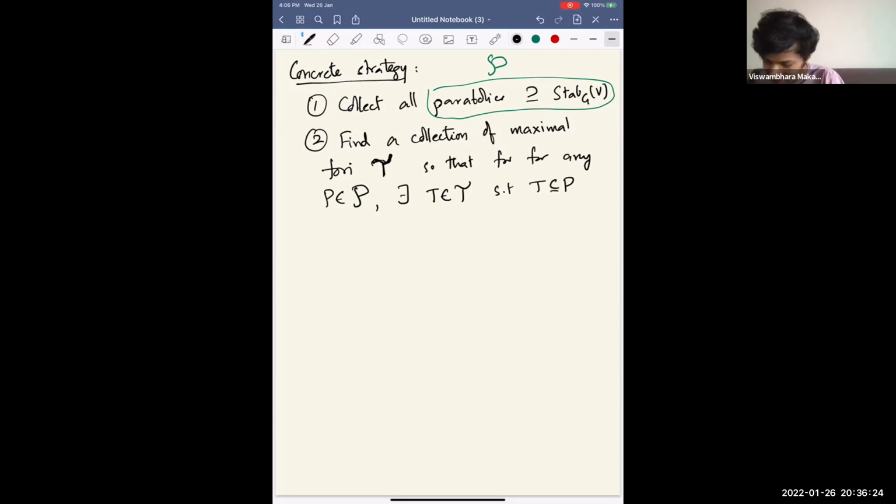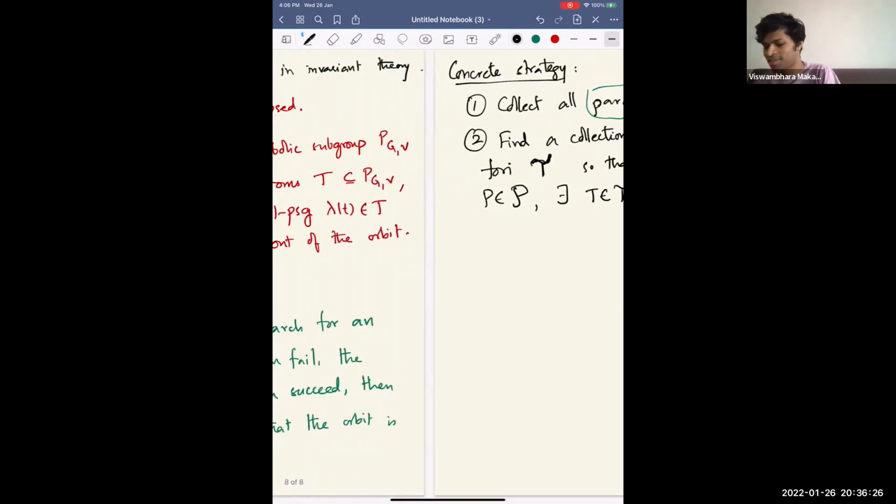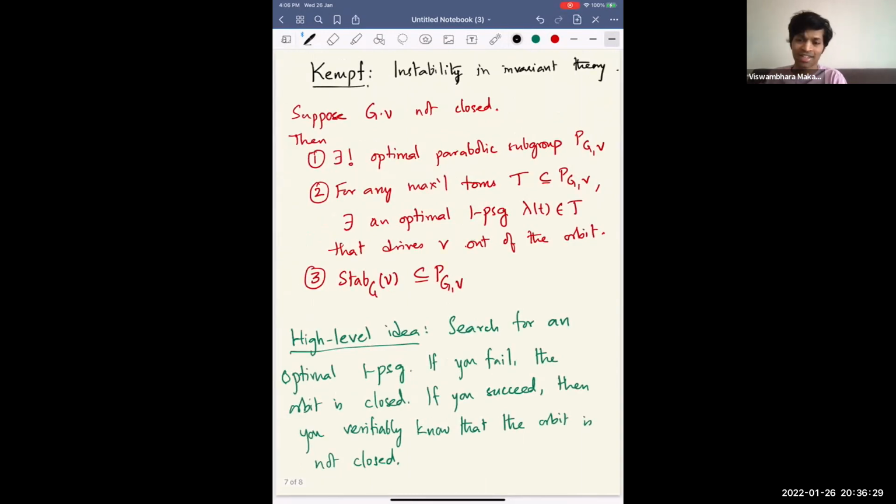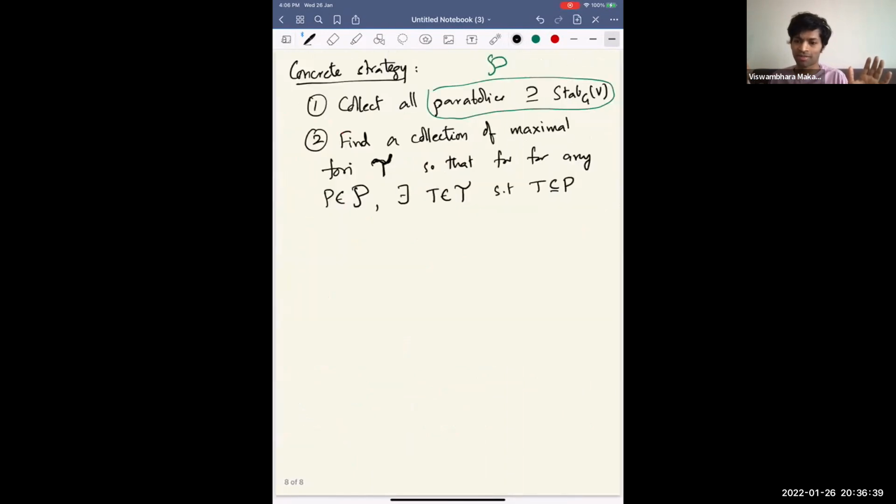And it sounds a little complicated, but I want to just pull back to the earlier statement. For any maximal torus, there exists an optimal one parameter subgroup. So among all these collections of possible optimal parabolics, you just need to be able to catch hold of one in each parabolic. So if the same torus exists in 7 different parabolics, you don't have to do 7 different checks. Just checking for this common torus is enough. So you just need to find some number of maximal tori so that no matter which parabolic you pick that contains the stabilizer, one of these tori is going to be contained in it.